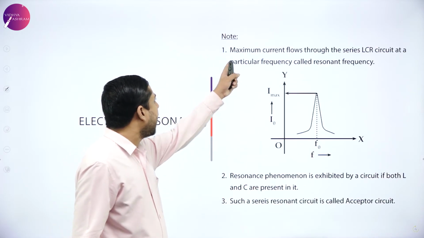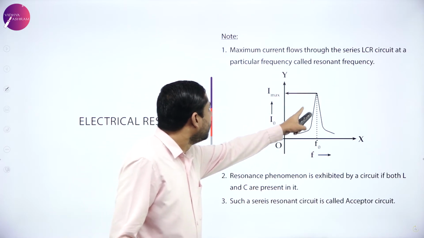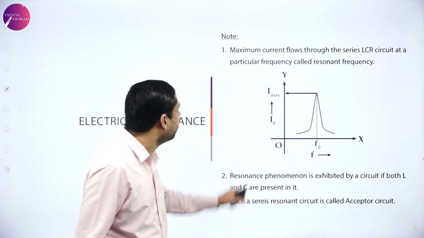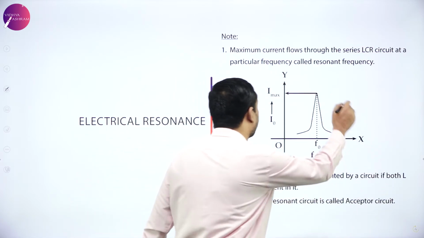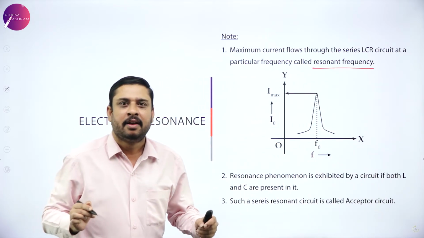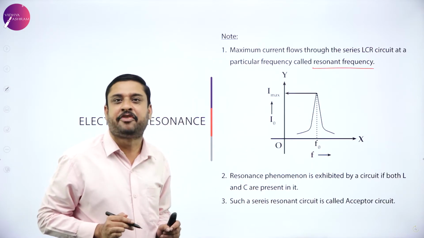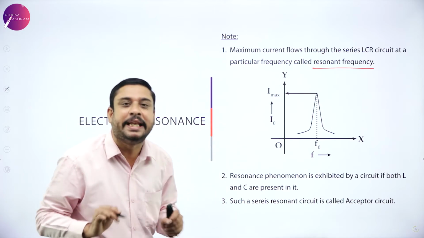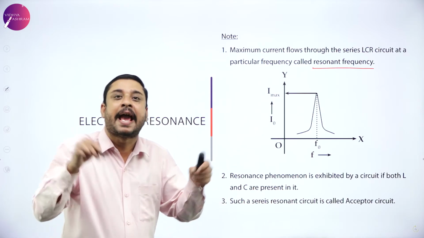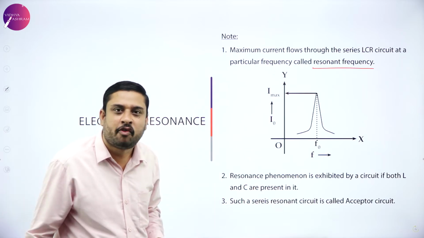Now, as we concluded, maximum current flows through the series LCR circuit for a particular frequency called resonant frequency. Why? At resonant frequency, resonance is achieved, impedance is minimum, opposition to the flow of AC current is minimum, so maximum current has to flow.